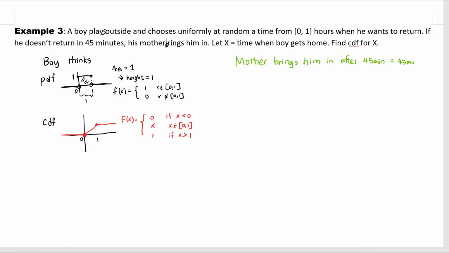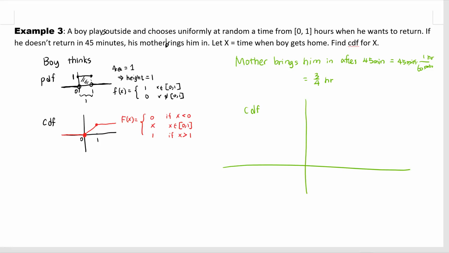45 minutes. How many minutes in an hour? So we want to cancel the minute and get the hour. So 1 hour has 60 minutes. So minute cancels. 45 over 60 is what? 3 over 4 hours. Okay, so the mother brings him in at 3/4 hours. So what is the new CDF?